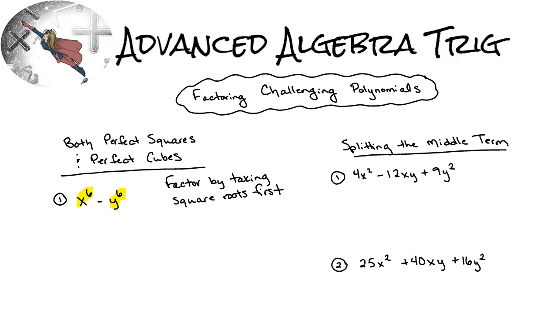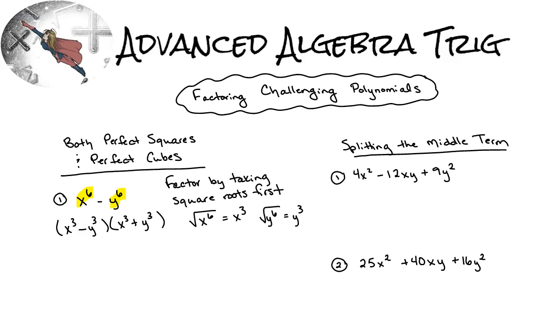So let's just write the work to the side here. If we double check, the square root of x to the sixth is x to the third. Same thing, the square root of y to the sixth is y to the third. So we're going to factor this into two parentheses by taking the square roots. And so we will get x to the third minus y to the third, and then x to the third plus y to the third. Okay, now if you look at your factors, both of them are perfect cubes. So we will have to factor both of these again.